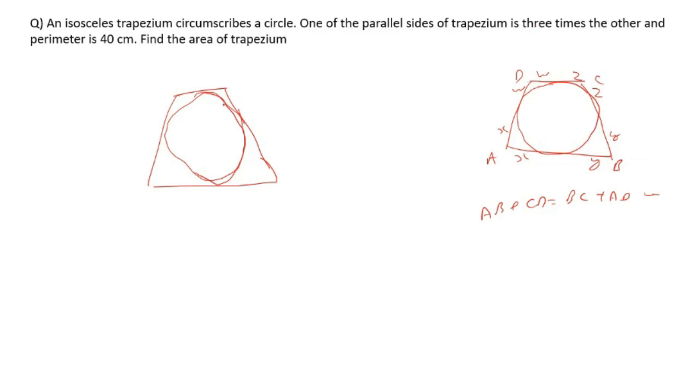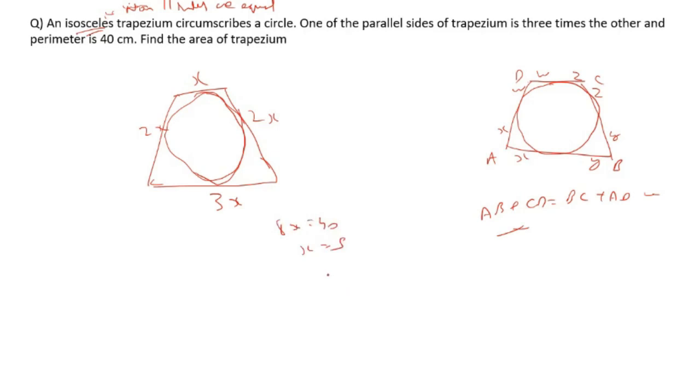So one of the parallel sides is 3 times the other. If this is X, this would be 3X. Since this is X and this is 3X, and it is an isosceles trapezium, the non-parallel sides are equal. Isosceles means that non-parallel sides are equal. So the sum of these two is 4X. We know that the sum of these two will be the sum of these two, so the sum of these two should also be 4X. So this will be 2X, this will be 2X. The perimeter is given as 40. So the sum of these, which is 3 plus 5, is 8X equal to 40, X equal to 5.